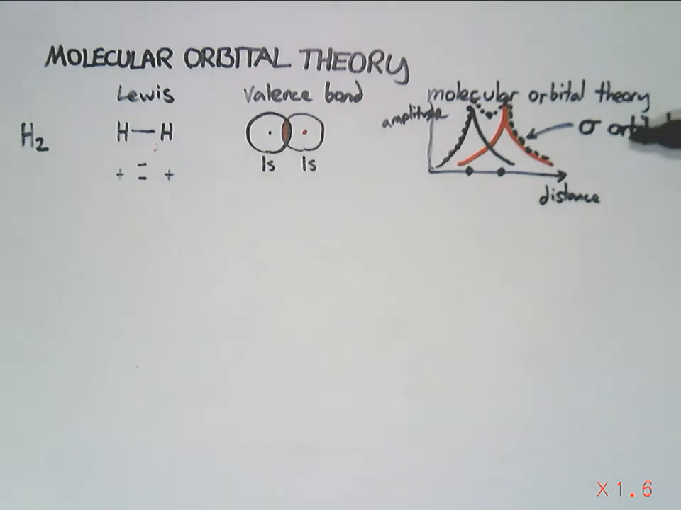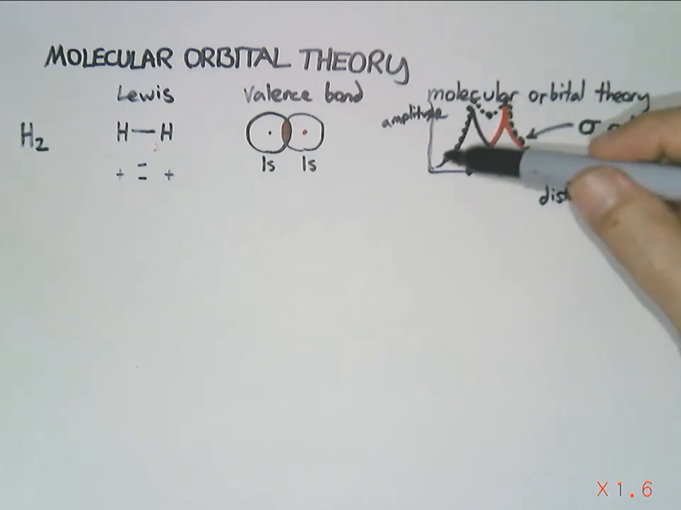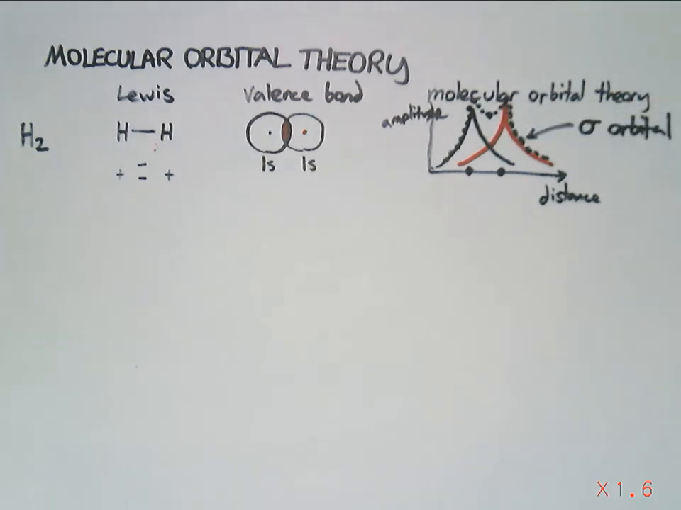What's a molecular orbital? Well, an atomic orbital is centered on an atom. And a molecular orbital is centered on more than one atom. So it's spread across an entire molecule. And this dotted line is what the sigma orbital looks like.